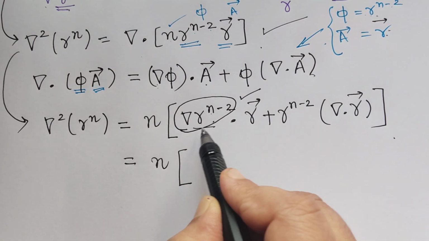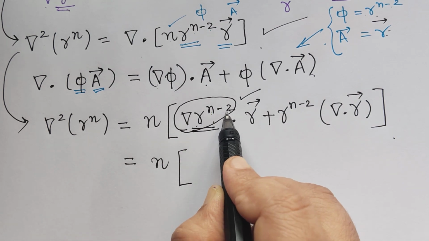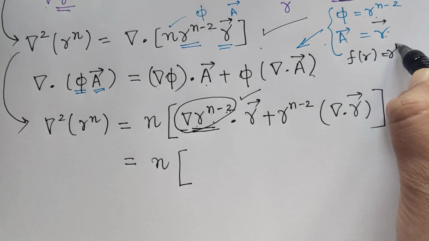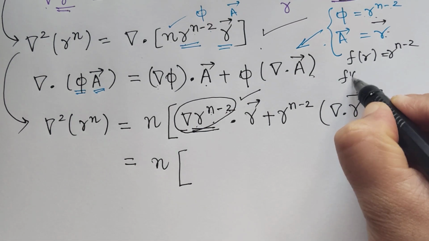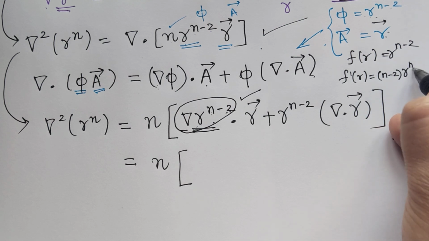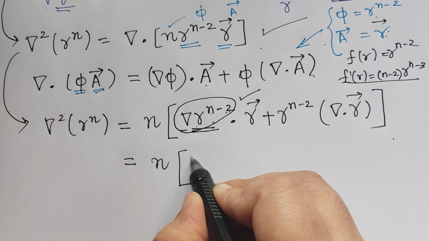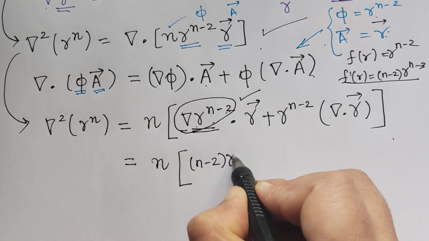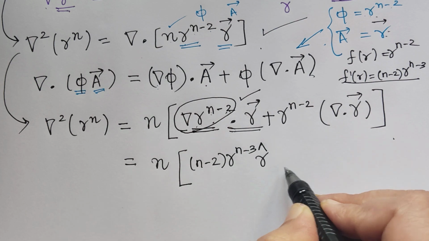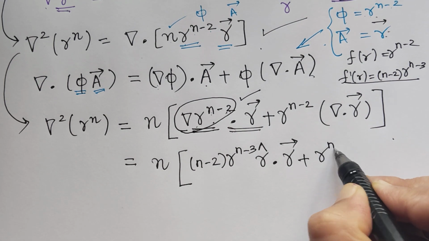What is f dash of r here? That is, f of r is r to the power n minus 2. So I will write here f of r is r to the power n minus 2. So f dash of r will be n minus 2 r to the power n minus 3. So we shall make use of this. So n minus 2 r to the power n minus 3 multiplied with r cap, then dot product with r vector plus r to the power n minus 2.